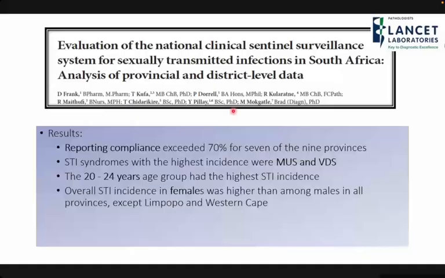So this is a Sentinel evaluation that's done by NICD. They analyze provincial reporting for STIs, and they found that the reporting compliance exceeded 70% in 7 of the 9 provinces. STI syndromes with the highest incidence were your urethritis and vaginal discharge syndromes. And this was mainly between the ages of 20 and 24 years. And overall STI incidence was mainly in females. And we know this is usually due to reporting.